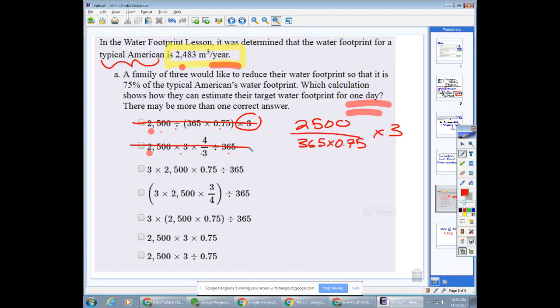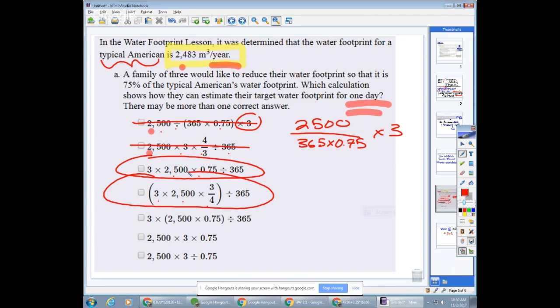Three people, 2,500 cubic meters per year. That's right. Take 75% of that, divide by 360. Yeah, that one's okay. That works. Next one. 3 people at 2,500, 3/4. That's good too, isn't it? Yeah, that one's good too.